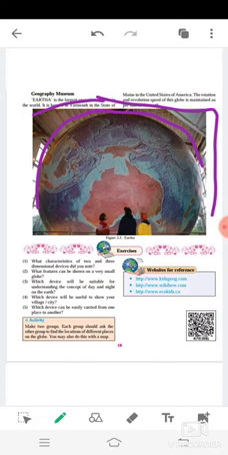Now this globe's weight is approximately 5,600 pounds, which is about 2,500 kg, and it has a diameter of over 41 feet. Okay, so this is good knowledge for you all about the Earth.